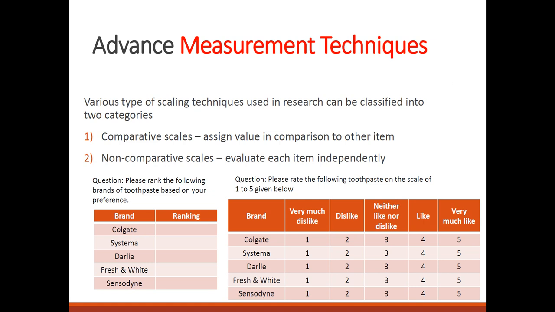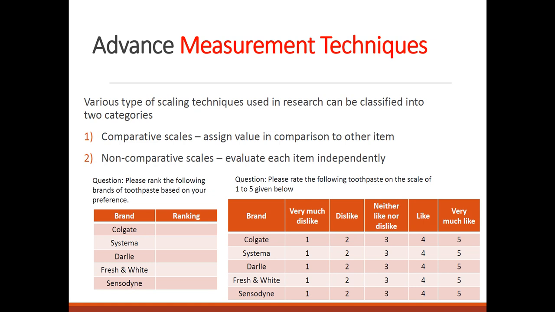If you want to compare, you can use a comparative scale: assign a value in comparison to another item. Like this one: please rank the following brands of toothpaste based on your preference. Here you can rank Colgate, Systema, Darlie, Fresh and White, and Sensodyne, from 1 to 5. So you are comparing these products to each other. You cannot give Darlie and Systema both 1. You have to put 1 to 5.